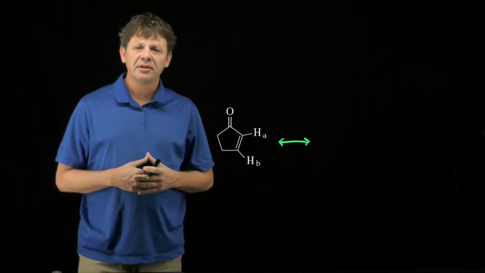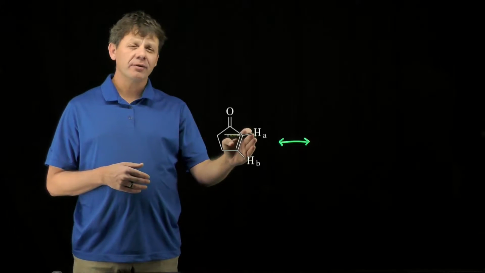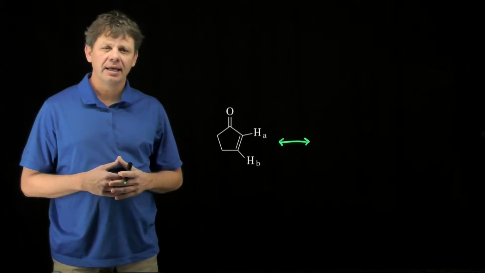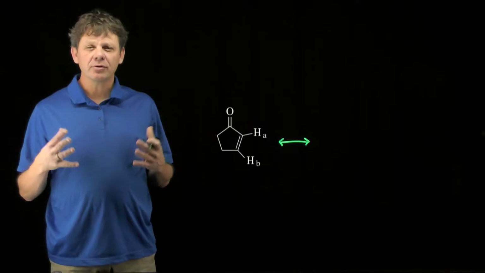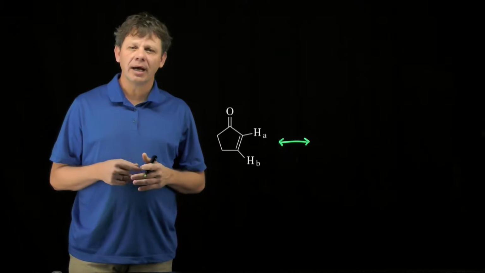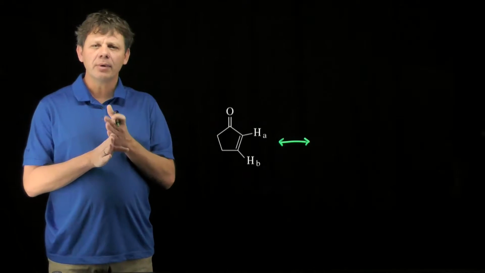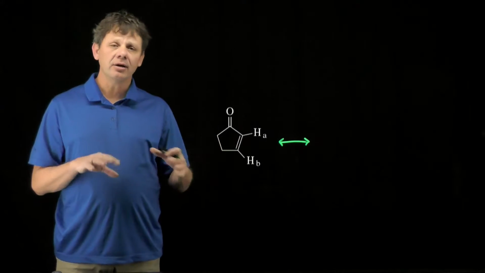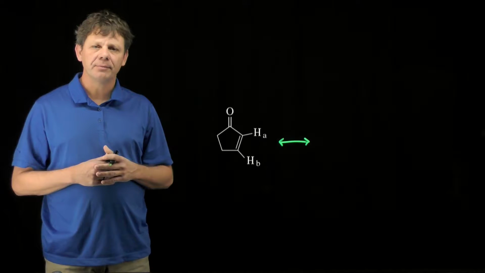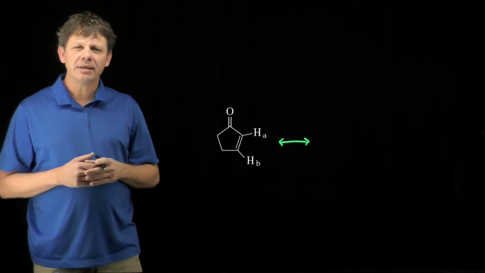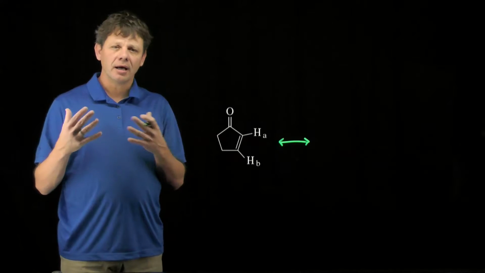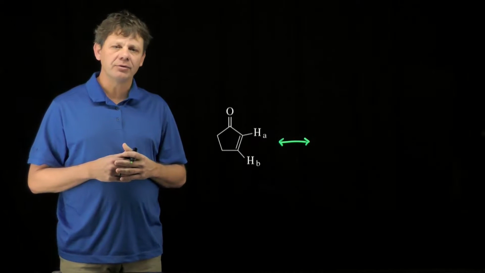This assessment asks us to explain the large difference in chemical shift for HA and HB. Now, what's interesting about this one is that usually two hydrogens on the same alkene are going to be right around the same chemical shift, but here we see a big difference between the two. The difference in chemical shift can be attributed to the electronic environment of the two hydrogens.